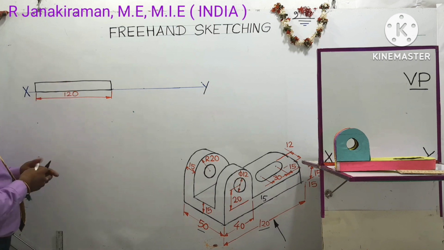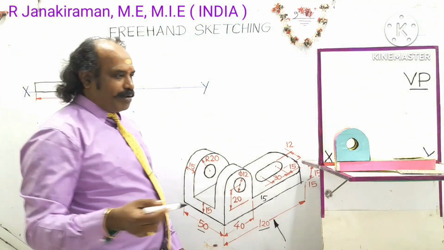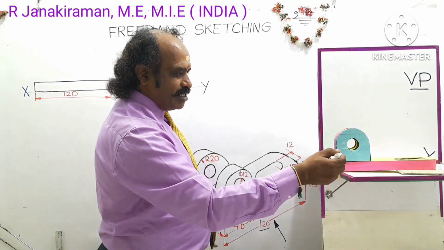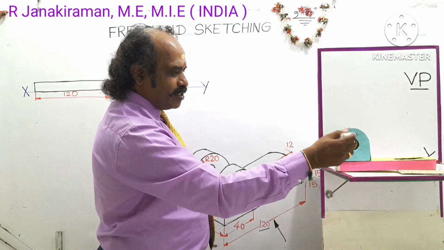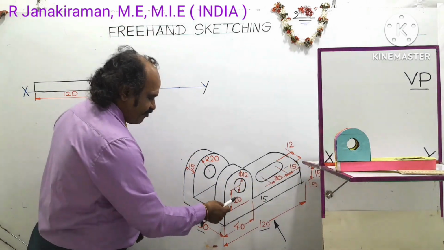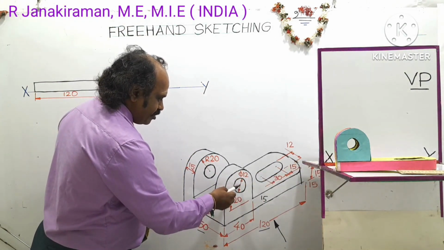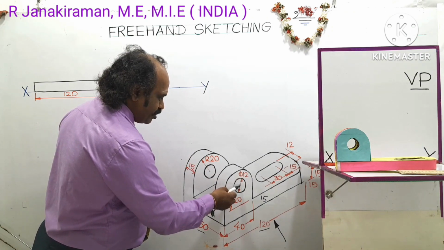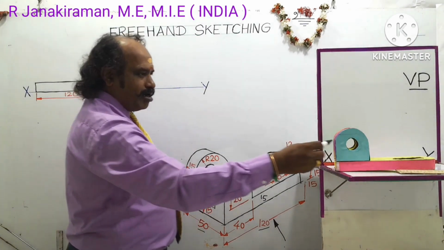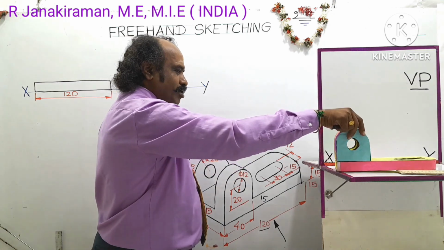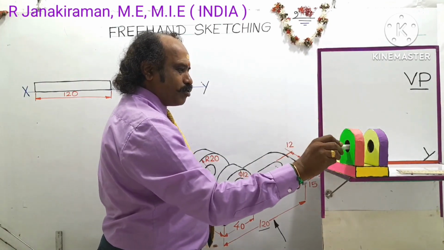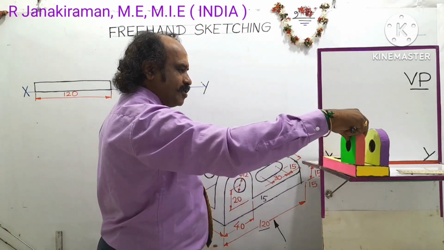Okay. So next, what are the other parts visible to the observer looking in this direction? It will be this blue color part, the sky blue color part. On this portion there is one hole at the center of the height. On the other side also one hole is there. So it's a through hole passing like this.